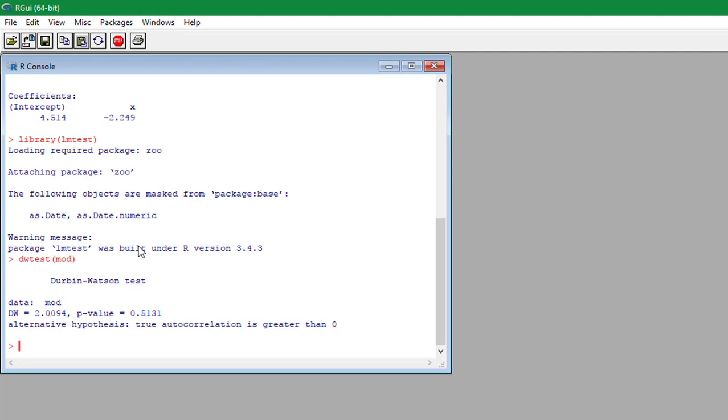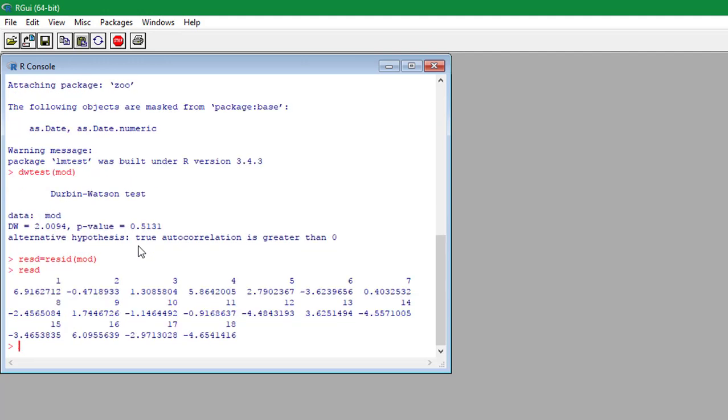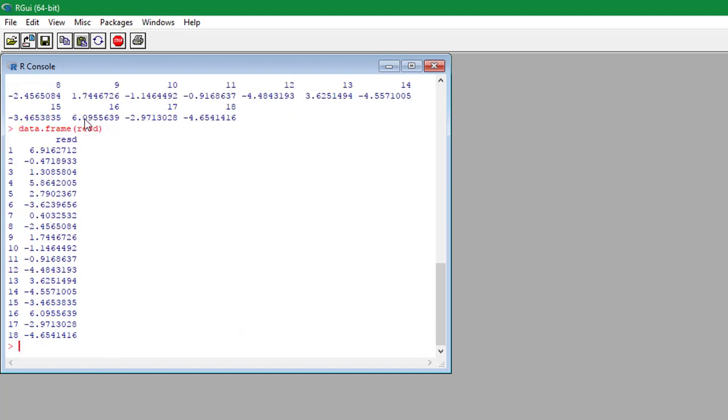So if we say resid, let's name our residual values, that's all our e values, as resd, equal to resid of our model. Let's view it. Then those are our residuals, but let's put it in a data frame. So we can say data.frame of resd, and there we have it in a data frame.